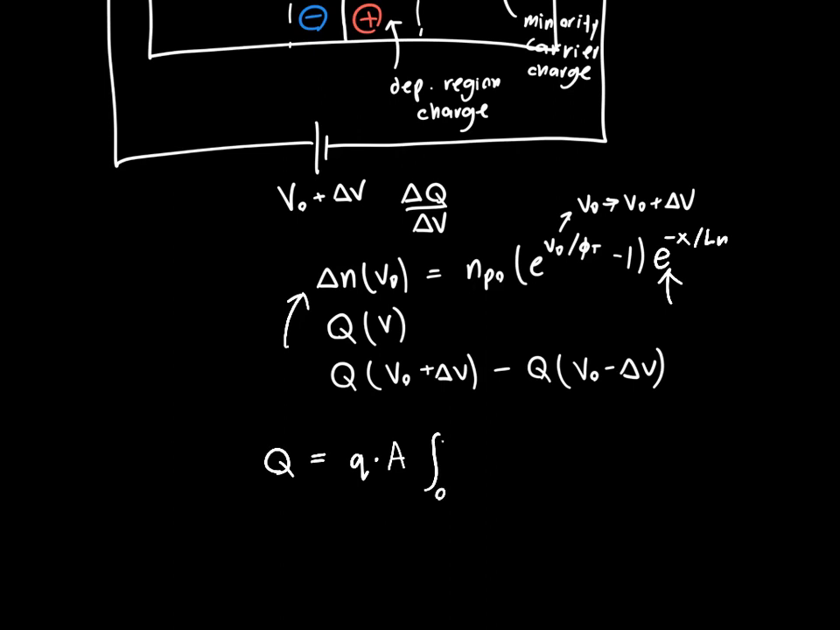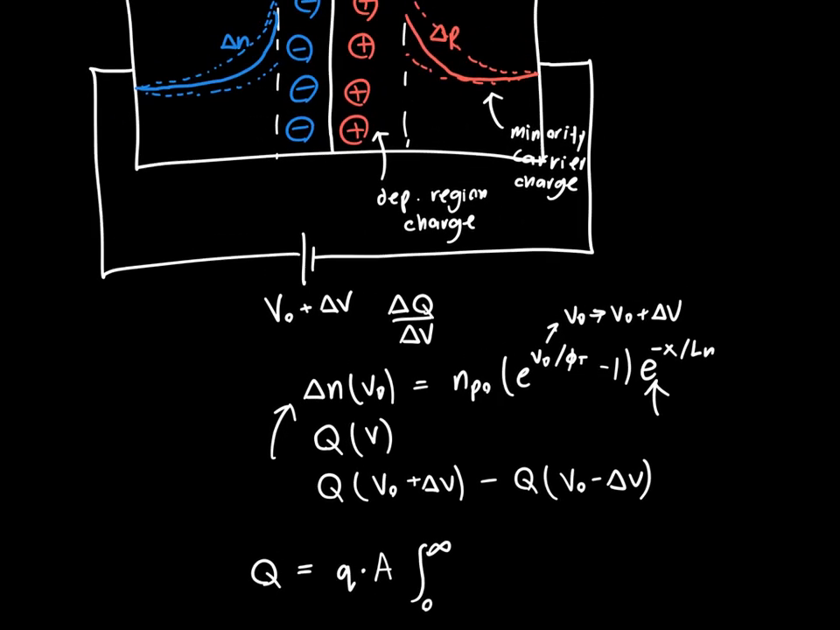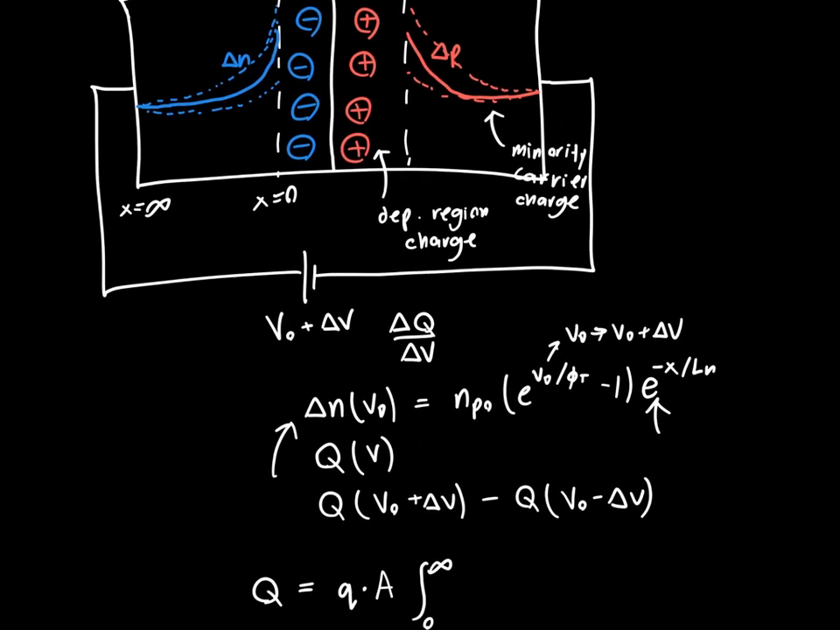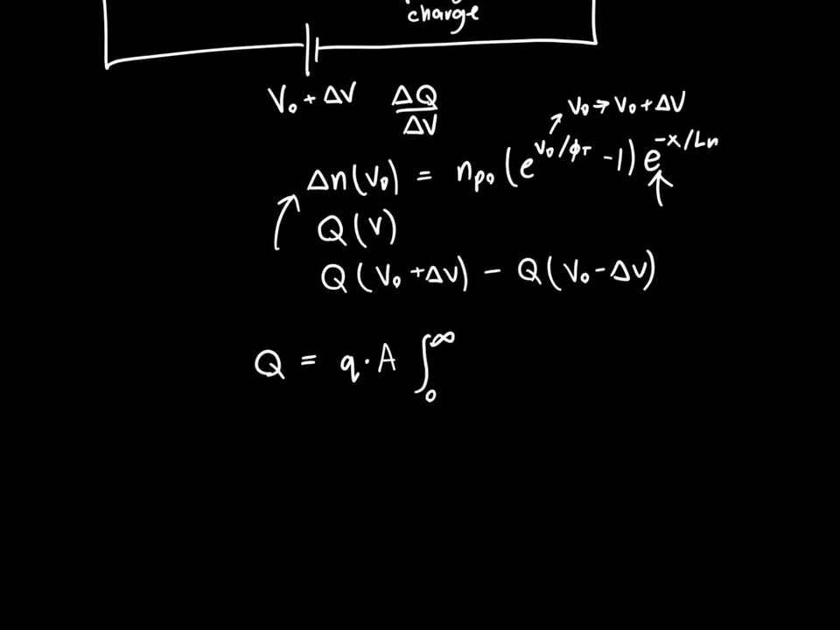So we need to integrate from x equals 0 at the edge of the depletion region, so x equals 0 is right here, to x equals infinity, far, far away from the depletion region. And we need to calculate that delta n as a function of x dx. And so it's a function of x and it's a function of voltage. But right here, we're just pretending that the voltage is whatever we say it is, and we're interested in integrating as a function of x.